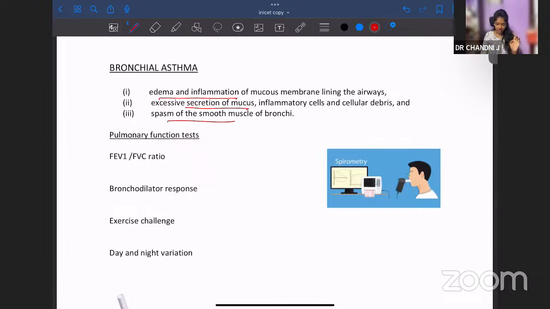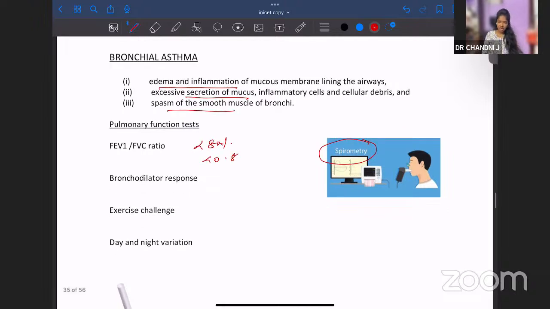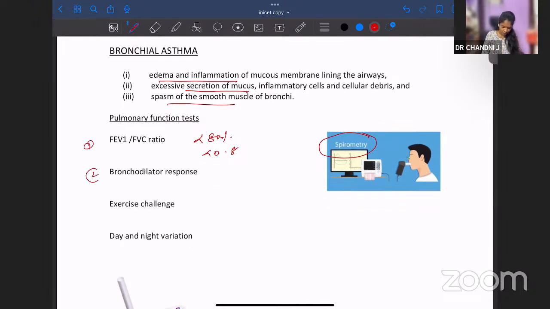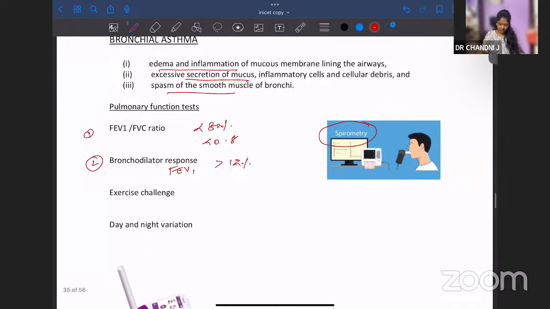How to diagnose? Pulmonary function test using spirometry, FEV1 by FVC. What is FEV1? Forced expiratory volume at 1 second. Forced vital capacity is FVC. You do the ratio, if it is less than 80% or less than 0.8, it is asthma. The second parameter, bronchodilator response. Child is having asthmatic attack. You give a bronchodilator, a short-acting beta agonist, SABA, and then you see the response. If the increase in FEV1 is more than 12% after bronchodilator, it is a criterion.